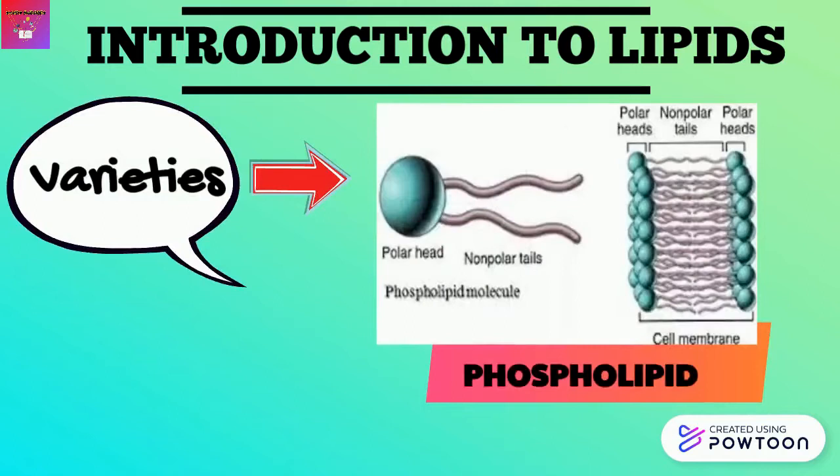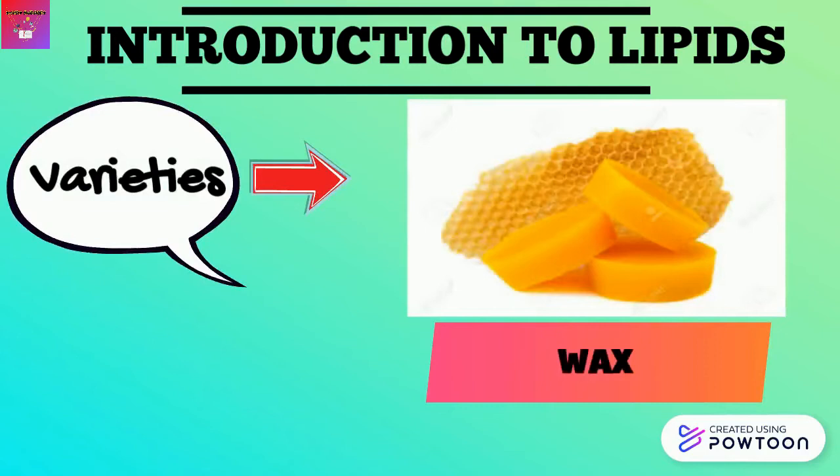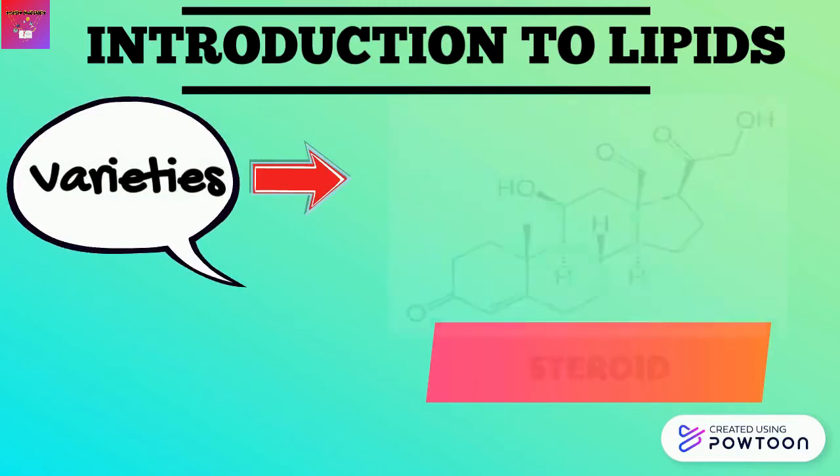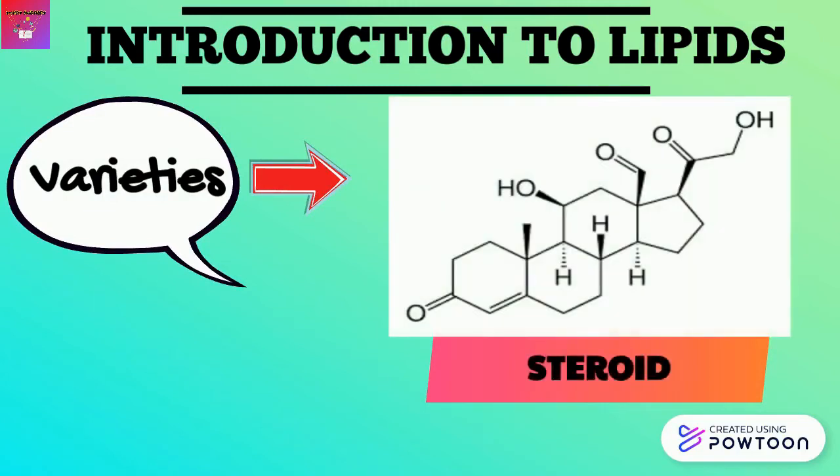Next, we have a unique type of lipid which is called phospholipid. We'll learn more about this phospholipid further in the video. Wax is also a type of lipid that is commonly found in nature, usually in animals and also plants. And lastly, we also have steroids, which is also a type of lipid.